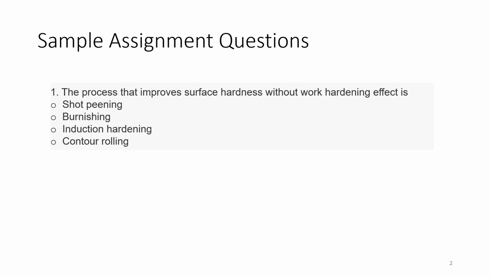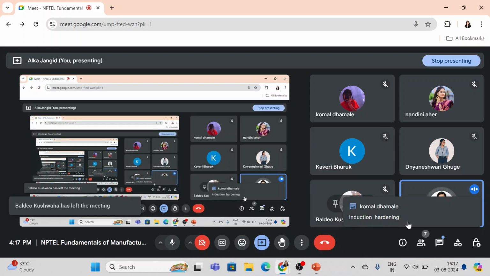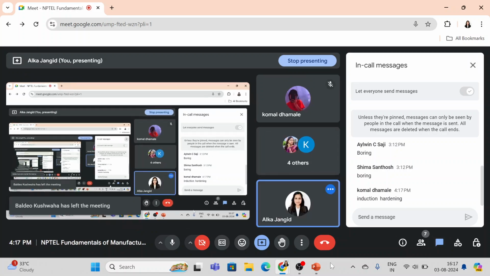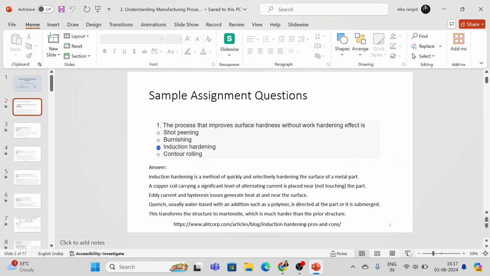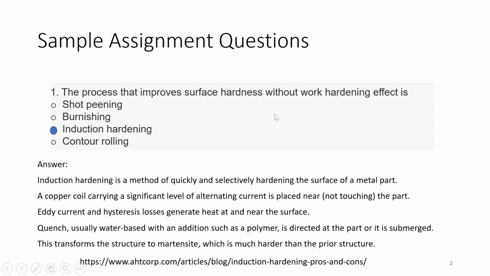So first question is the process that improves... yeah, I think someone has answered induction hardening. So first answer will be induction hardening. Other than induction hardening, all these processes use the effect of work hardening. Work hardening means there will be some deformation in the surface region, which will lead to dislocation multiplication.